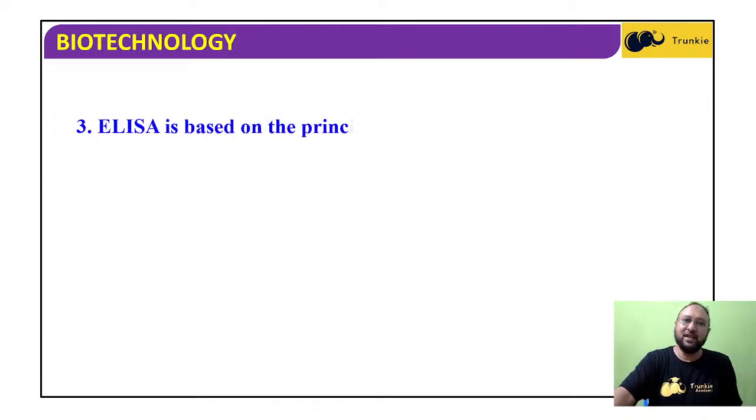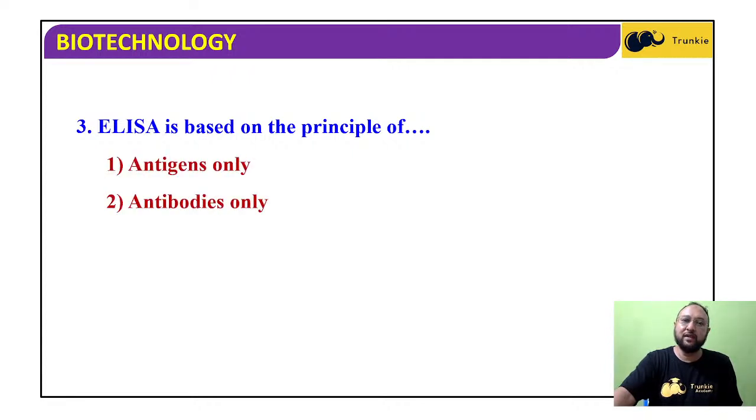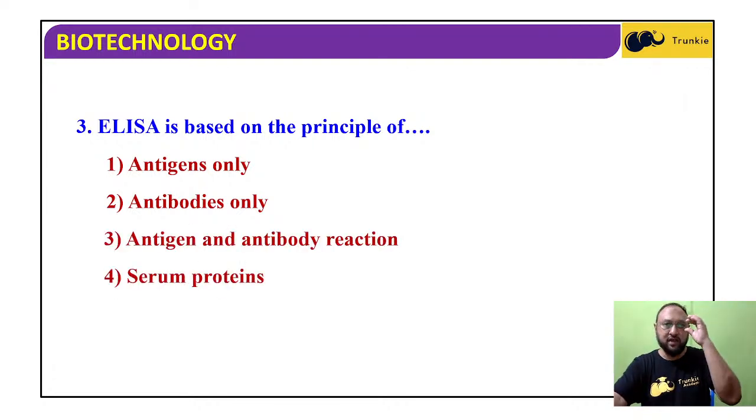Now, is ELISA based on the principle of antigen only, or antibody only, or antigen or antibody? No, it is based on the reaction between the antigen and antibody, because we need to know about the antigen and antibody, and when the antigen is there and reacts, then we are able to identify this particular kind of antigen.